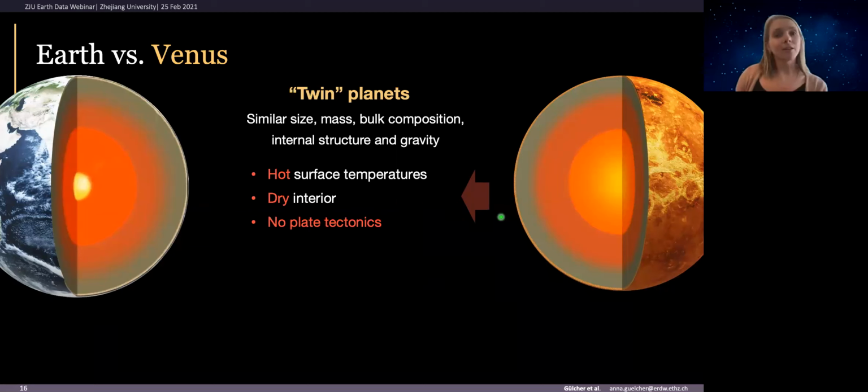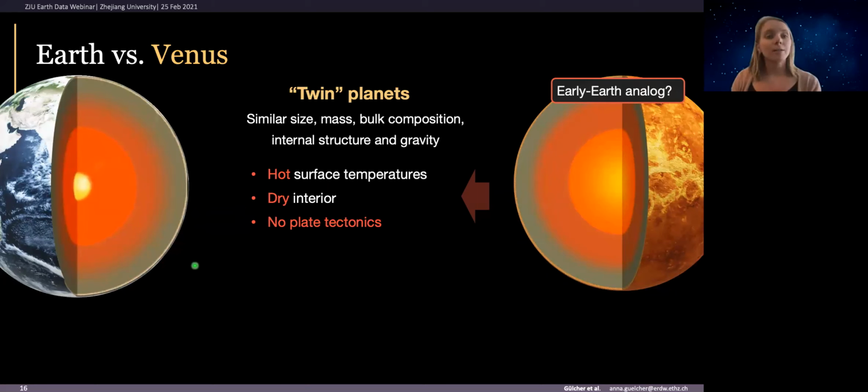So in comparison with Earth, Venus has a very hot surface temperature. It has a very dry interior. There is likely no water anymore. And there is no apparent mosaic of moving plates on its surface, like the Earth has in the form of plate tectonics. So Venus is often proposed to be a model case for the early Earth, when the Earth was much hotter and when plate tectonics did not yet operate on our planet. So studying Venus could also reveal a lot about the history of our own planet.